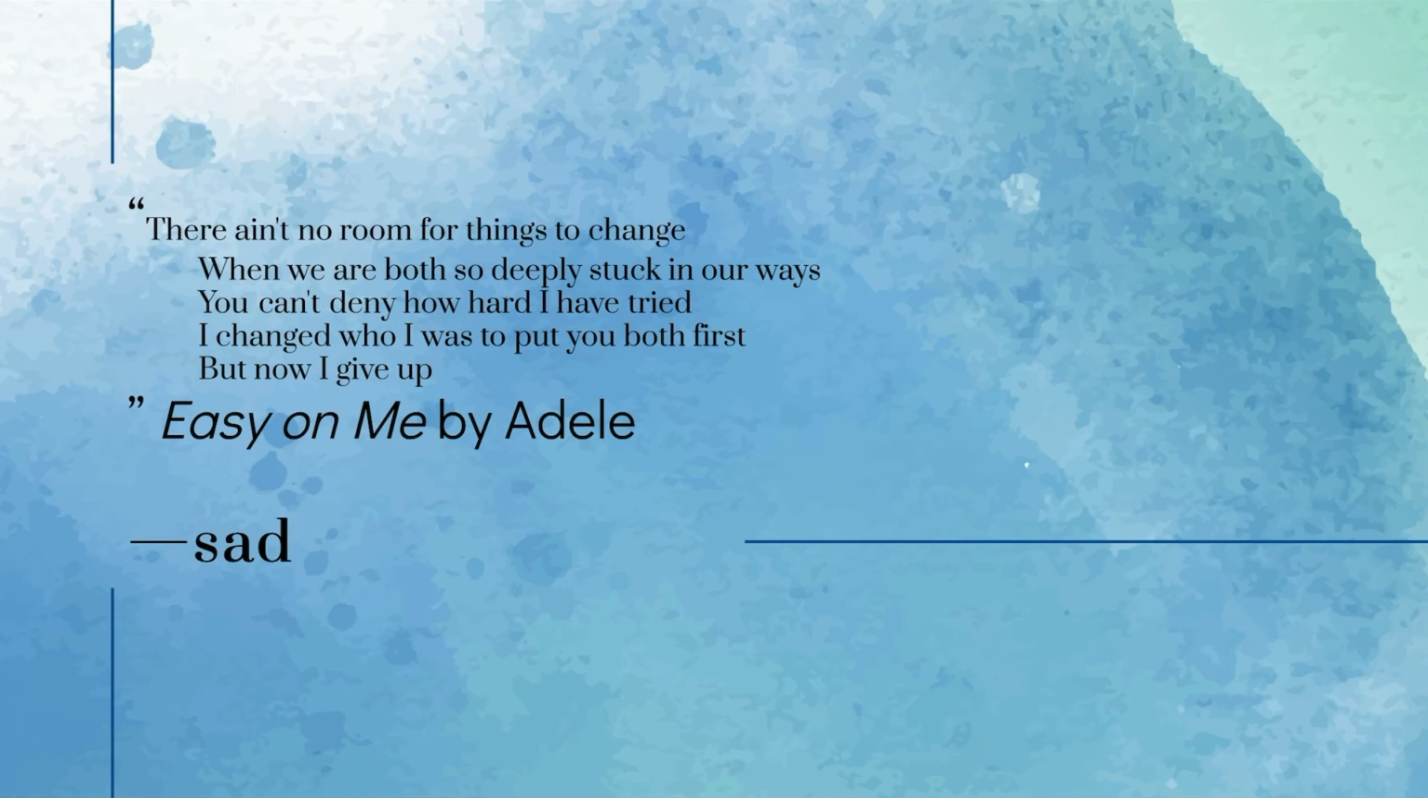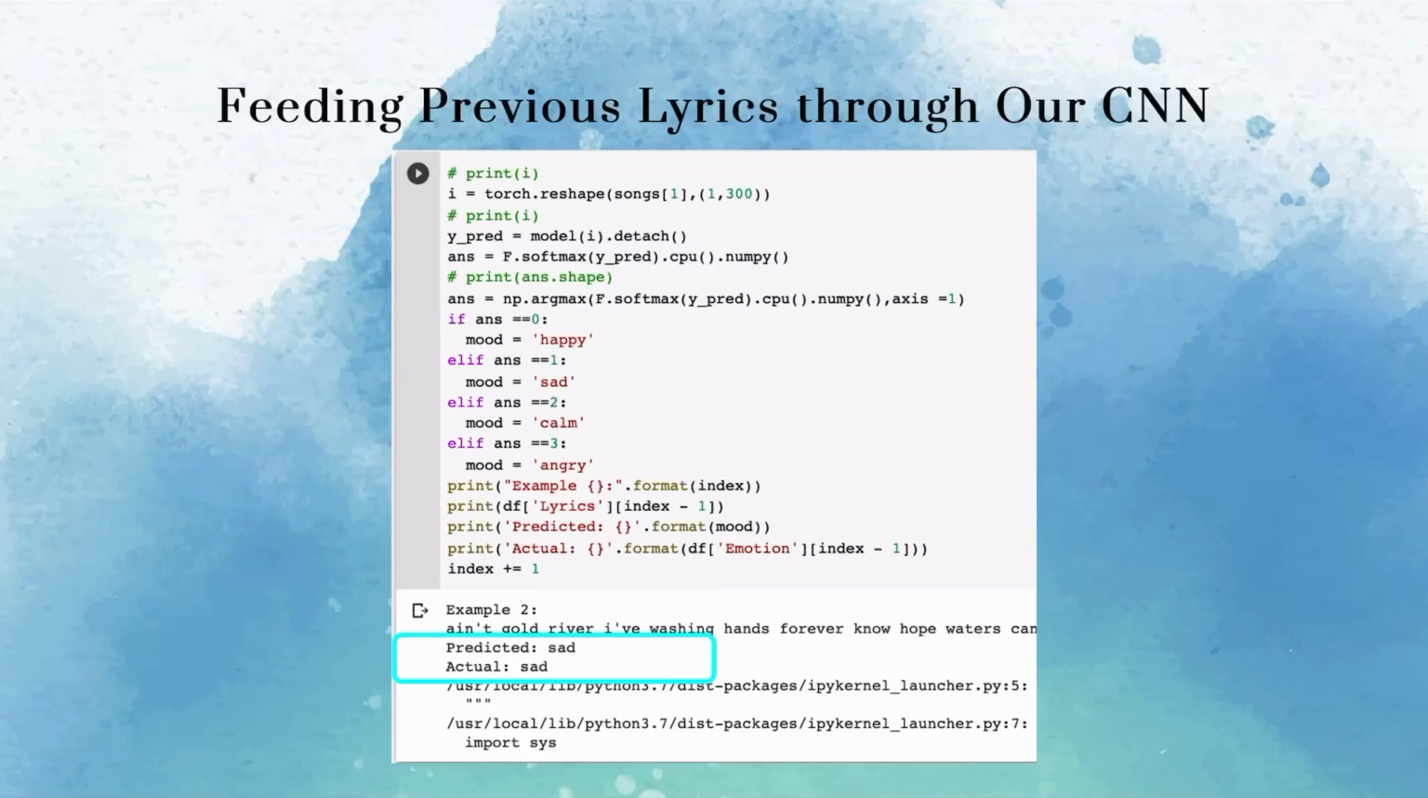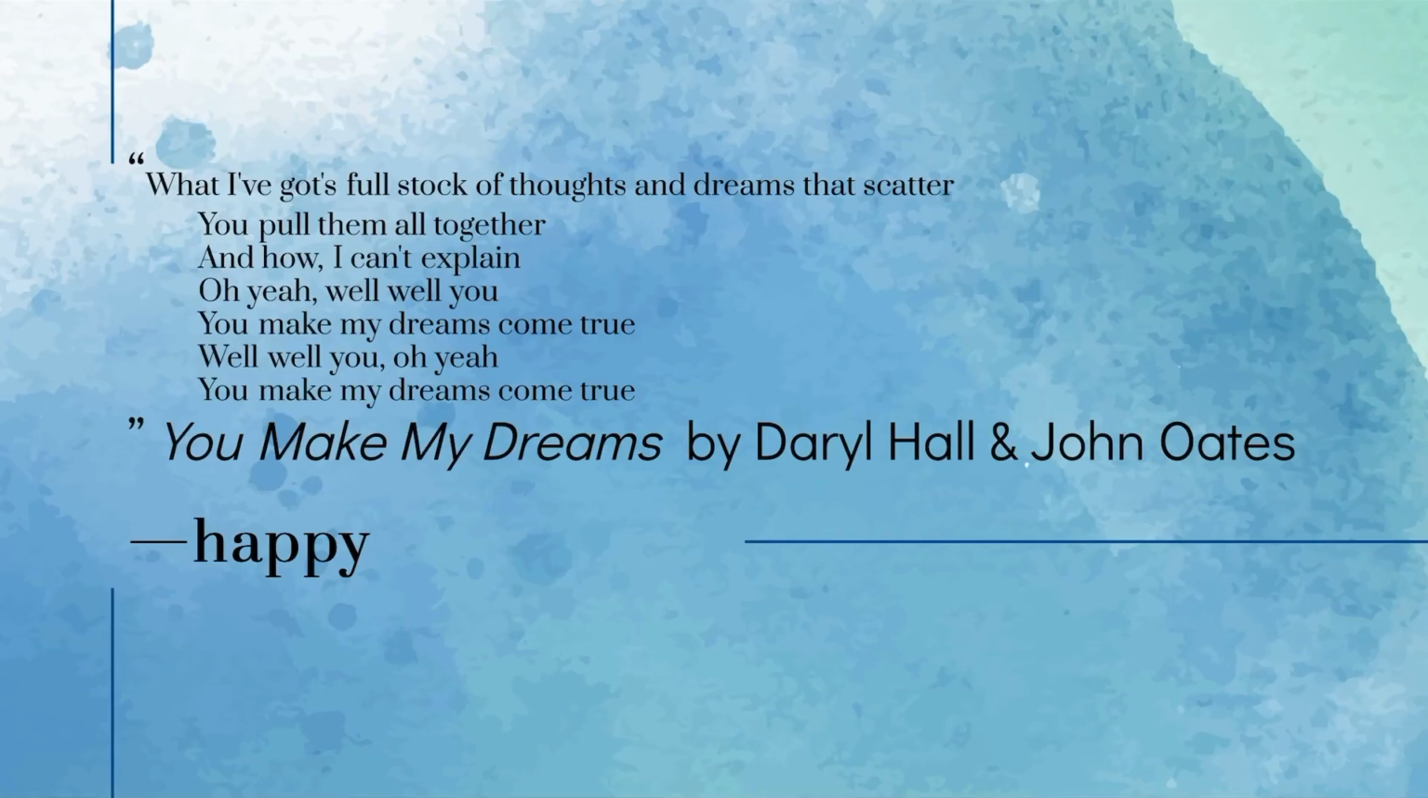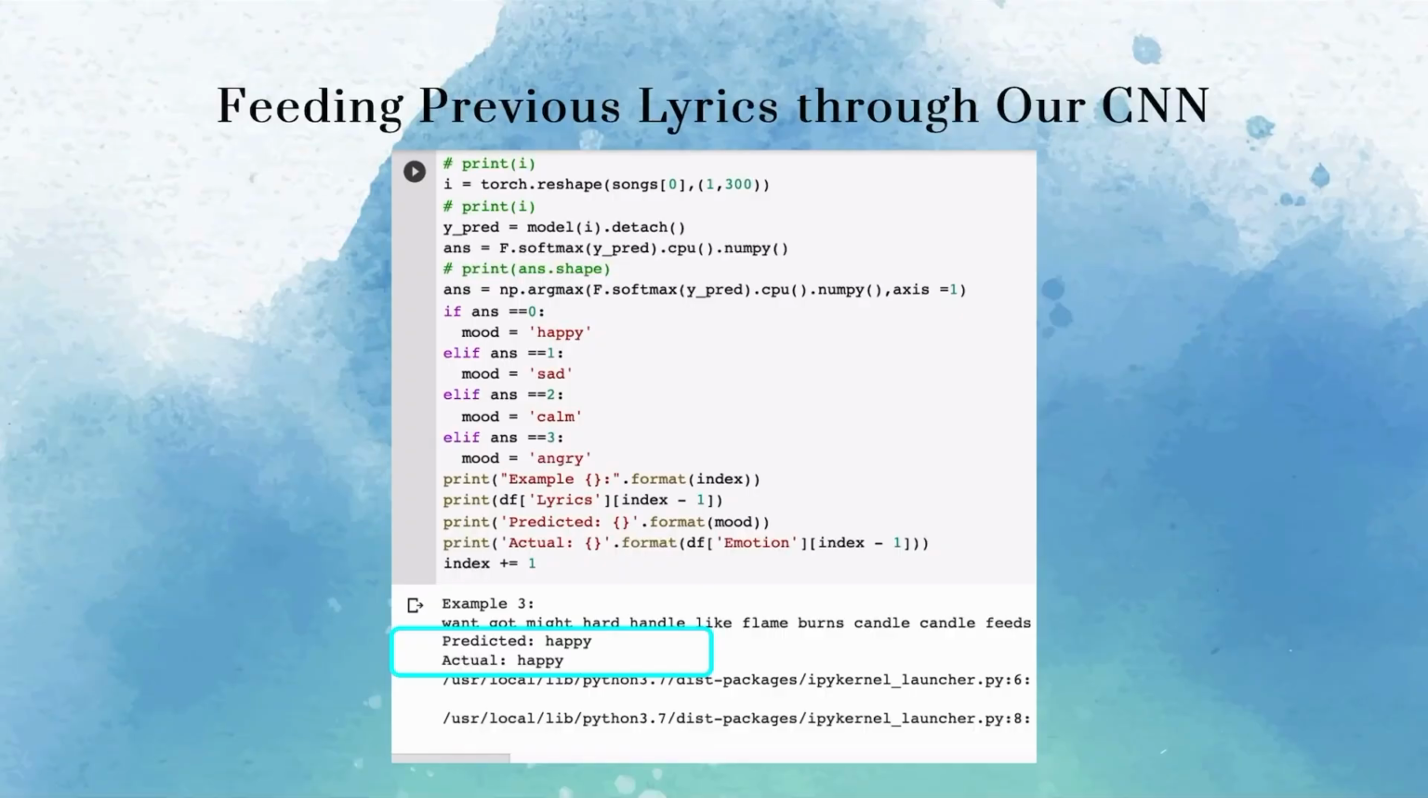For a sad song, we did Easy on Me by Adele, which we can all agree is a very sad song, and our model agreed as well, predicting sad. For a happy song, we did You Make My Dreams, which, as you can see from the lyrics, can be inferred to be a happy song, and our model scored it the same way.